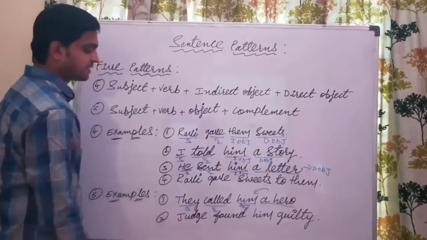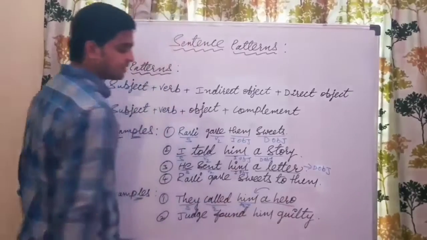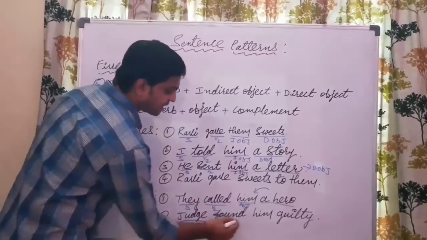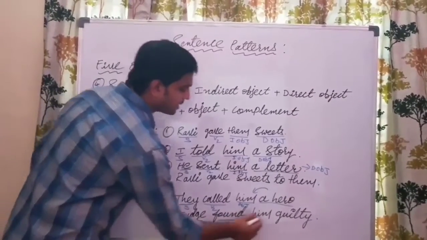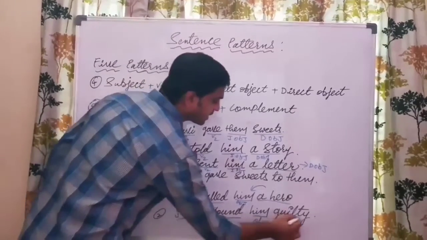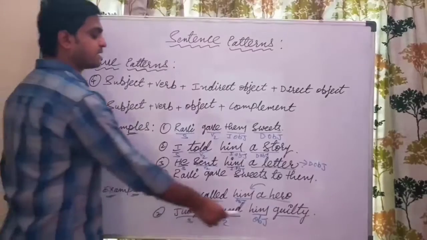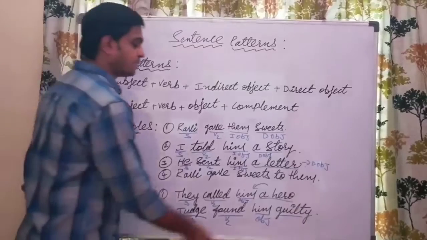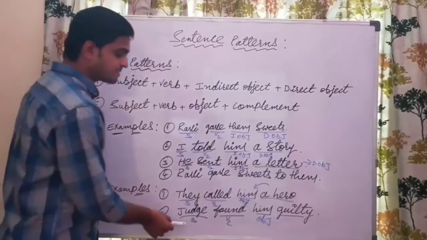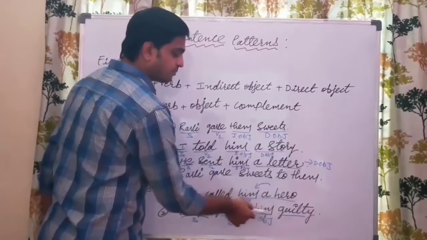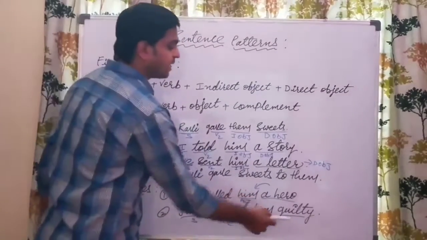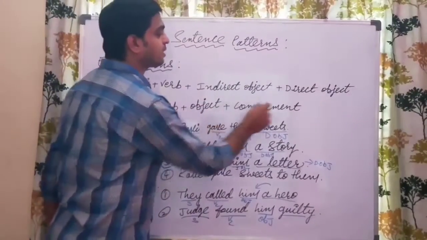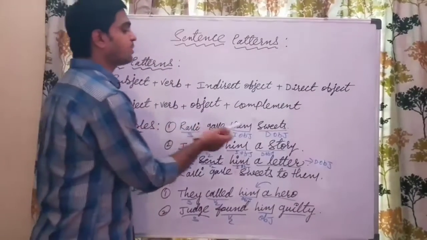And next, if you see the next example: judge found him guilty. In this also, the subject is judge, and found is V2, and here him is the object, and here guilty is the word used by the judge for him, a person. Guilty means bad, feeling bad about his work or something done by him. So here the judge found him guilty by seeing the person. So here guilty is the complement in the given example. So that is about subject, verb, indirect object, direct object, as well as subject, verb, object, complement.